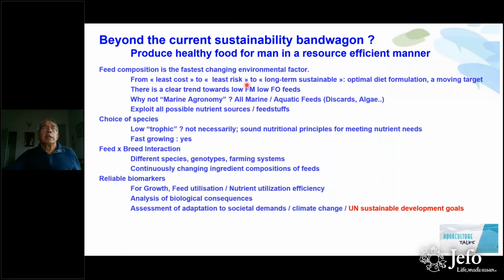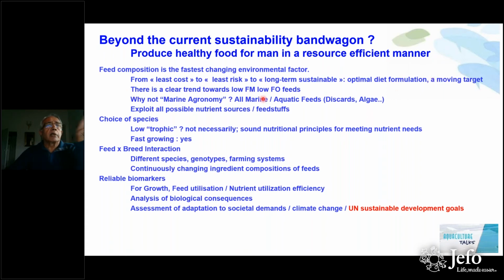Finally, I would say stop here with the current sustainability bandwagon. We've got to go beyond that. Produce healthy food for man in a resource-efficient manner. Feed composition is the fastest changing environmental factor. Most feed companies work with least cost, but we've got to take into account the least risk to long-term sustainable issues. Optimal diet formulation is a moving target. That means it changes from time to time because of ingredient availability, cost, and so on.